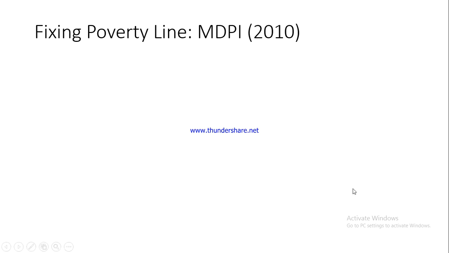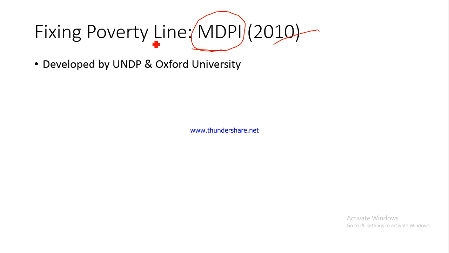For example, this methodology that we are going to discuss today is known as the multidimensional poverty index, and it was introduced in 2010. It was a joint initiative of United Nations Development Program and Oxford University. They together came up with this index to fix the poverty line and to decide who all are below poverty line. This basically is a multi-dimensional poverty index. What do we mean by this?